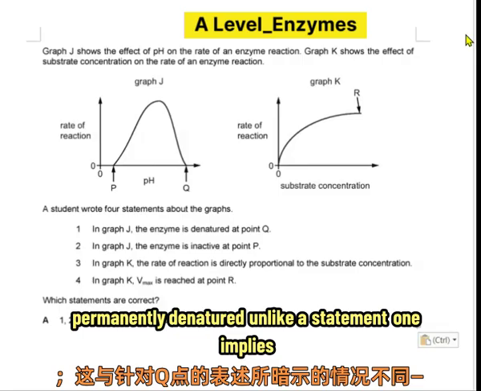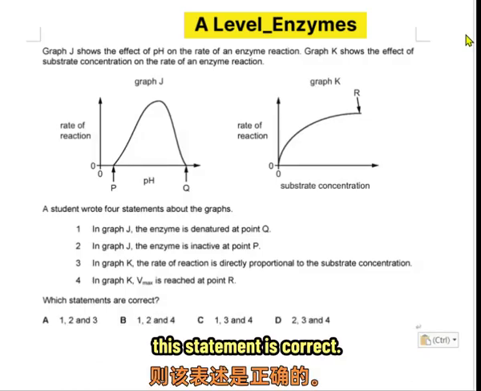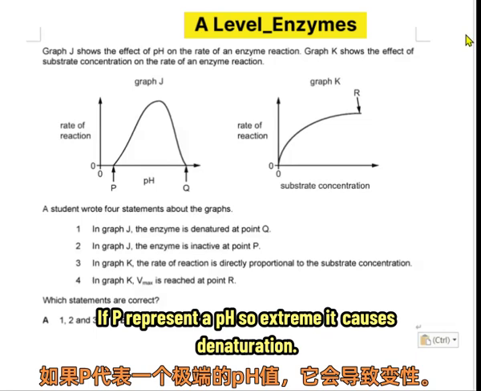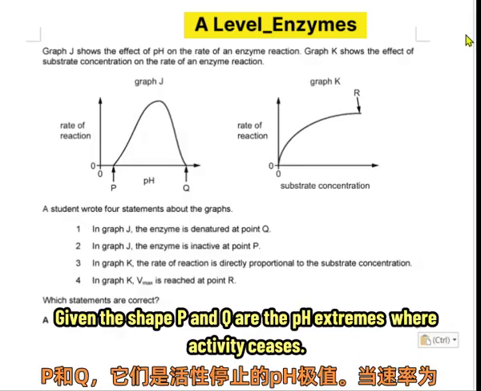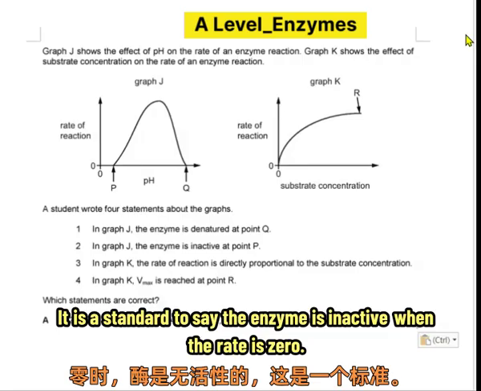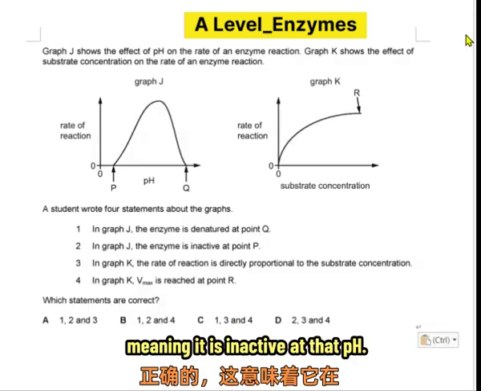Unlike statement 1 implies for Q, if P represents a pH where the enzyme is simply not active, this statement is correct. If P represents a pH so extreme it causes denaturation, it should be called denaturation. Given the shape, P and Q are the pH extremes where activity ceases, so it is standard to say the enzyme is inactive when the rate is 0. So, statement 2 is considered correct: the rate is 0, meaning it is inactive at that pH.